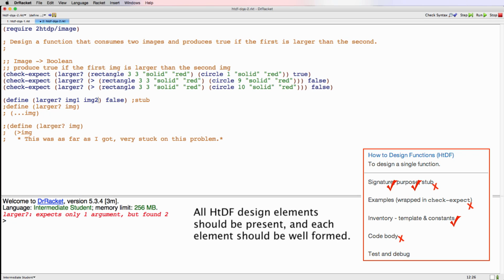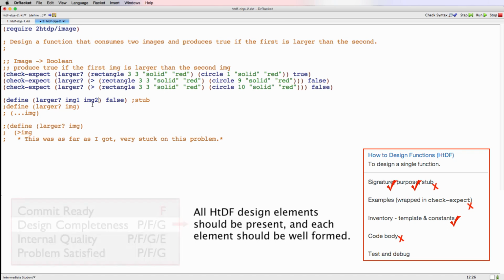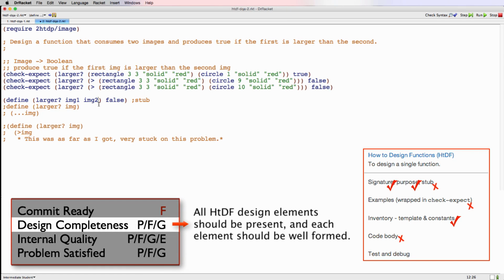Let me go through the rest of this a bit more quickly now. There's enough problems here with the well-formedness in the, I'll just back it out to where it started.